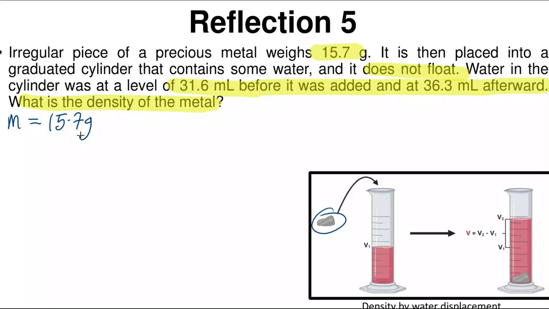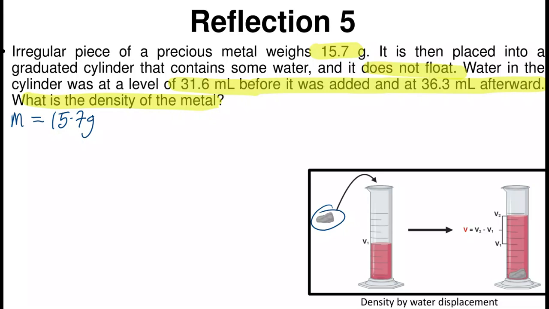So before I do that, let me explain this graphic for you. This graphic shows what we call the determination of density by water displacement, or rather the determination of volume by water displacement. Look at what happened here. Initially, when water was placed inside this graduated cylinder, the volume was measured to be V1, and then the metal was added.